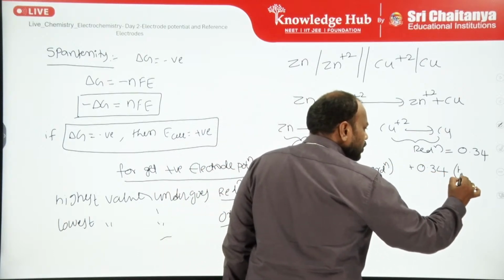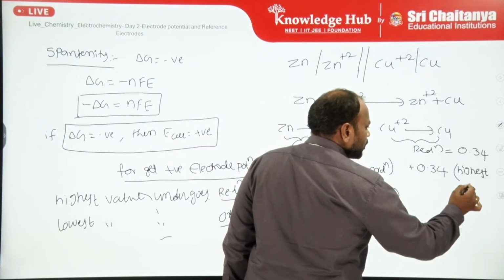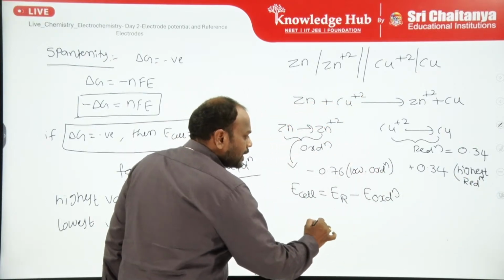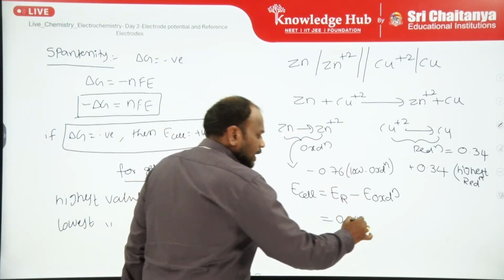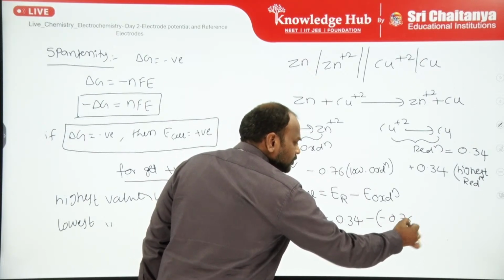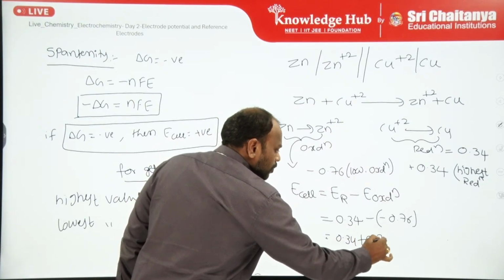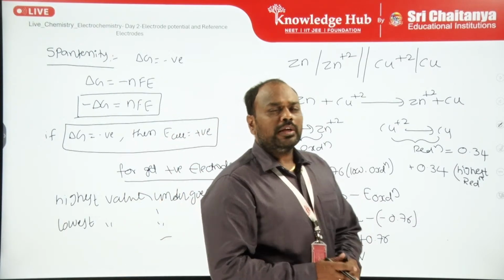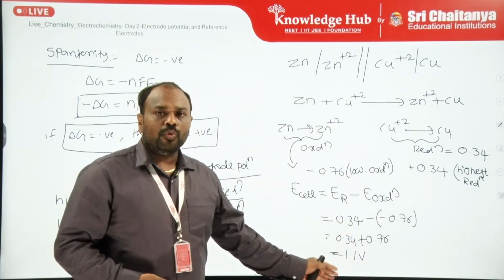So this is the high value, and the highest value undergoes the reduction reaction. Substitute this. Then what do we get? E reduction, the reduction value, 0.34, minus the oxidation potential, minus 0.76. So 0.34 minus of minus 0.76, that is plus 0.76. So this is 1.1 volts. So what is the electrode potential of the galvanic cell? That is 1.1 volts. Okay.